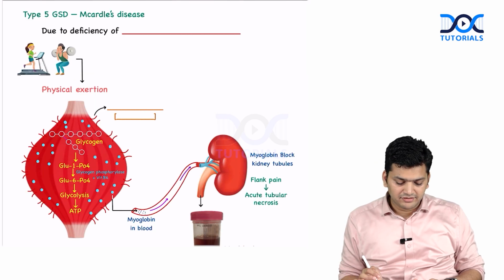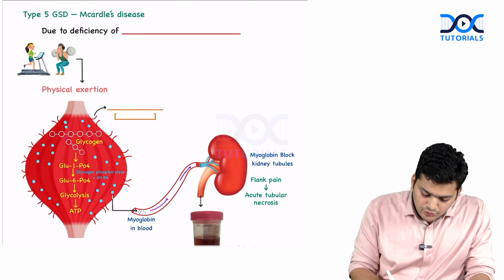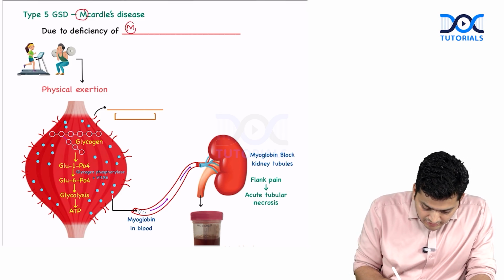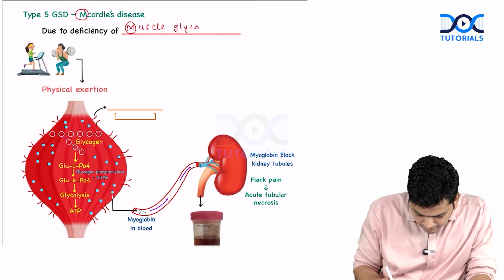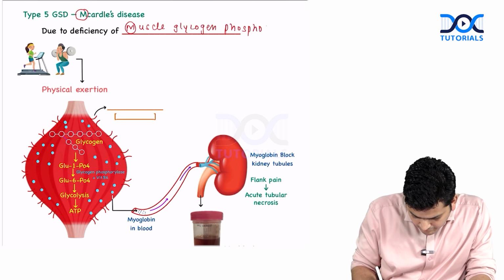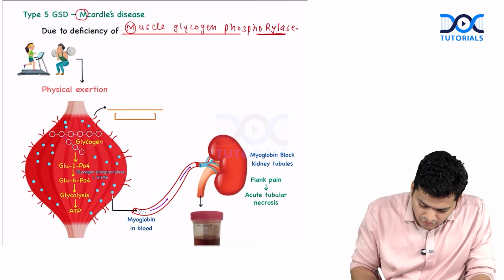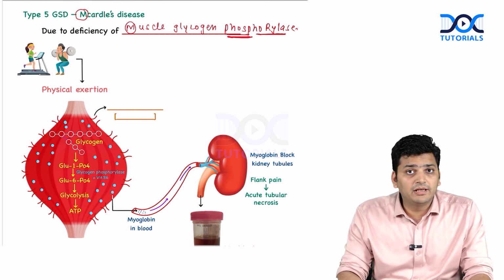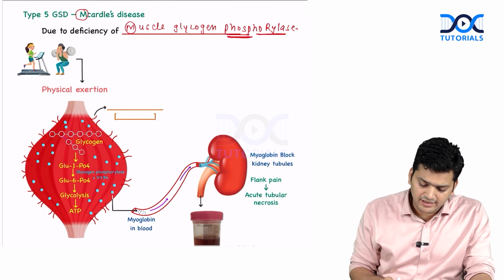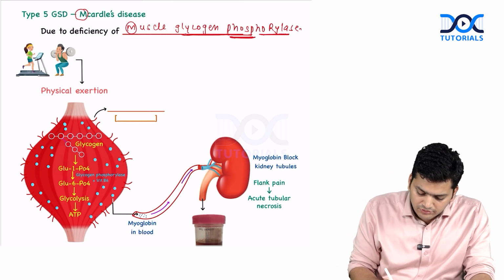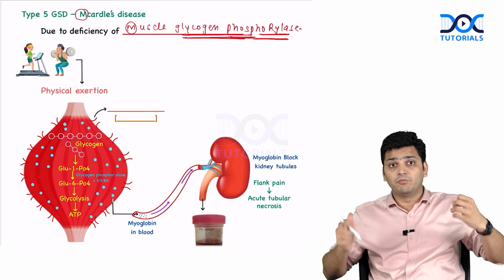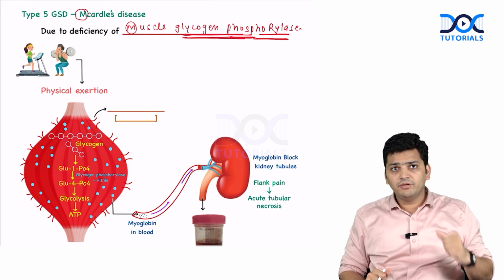Now coming to McArdle disease. McArdle disease is due to deficiency of M for McArdle, M for muscle glycogen phosphorylase. So what happens? Glycogen phosphorylase is an enzyme of which process, glycogen synthesis or breakdown? It is the enzyme of glycogen breakdown. And when you are in the fasting state, when your muscle wants energy, the glycogen breakdown happens.